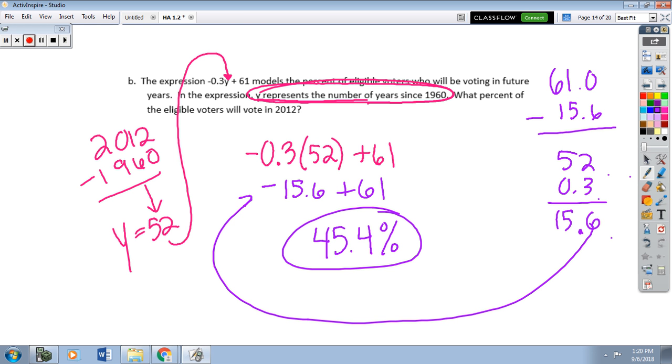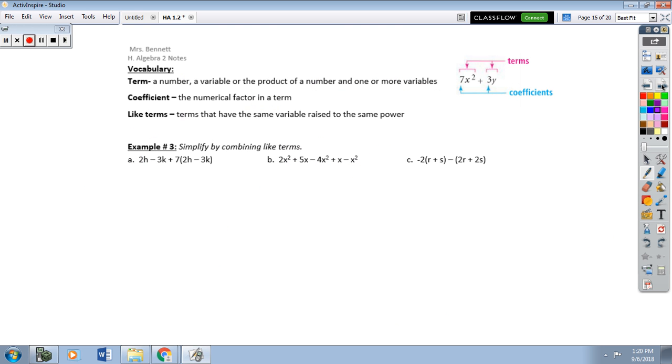All right, on the back, we're just reviewing combining like terms and distributing. So some vocab, we have a term, which is a number, a variable, or a product of a number and one or more variables. So you can see that these are terms. Coefficients, as we know, are the numbers that go in front of the variables. And like terms are terms that have the same variable raised to the same power. So an example of like terms would be 2x squared and 3x squared.